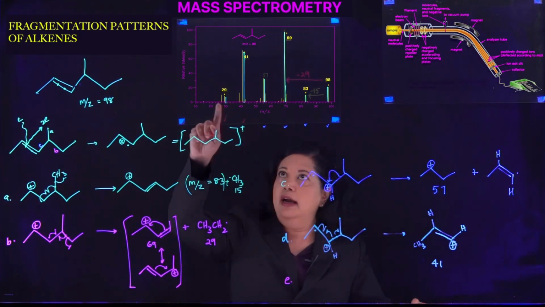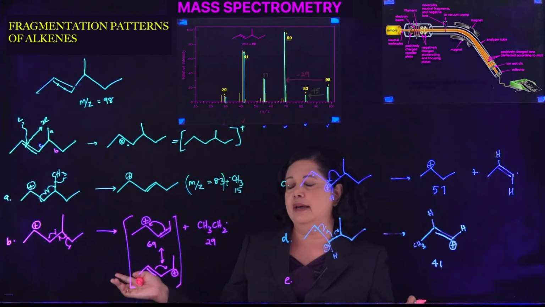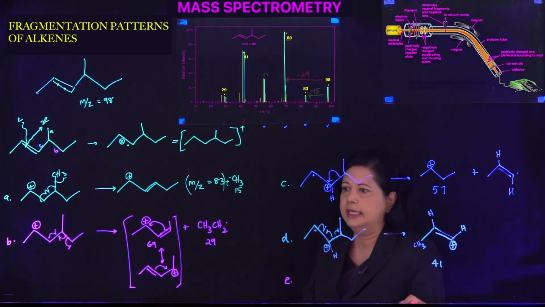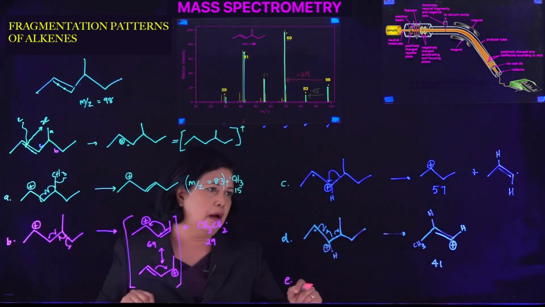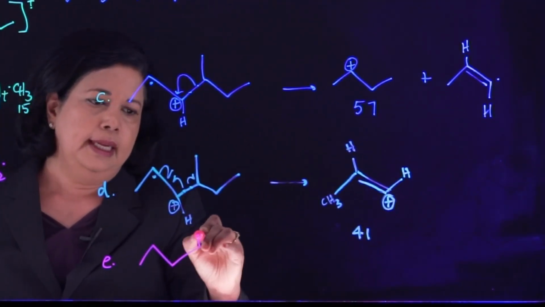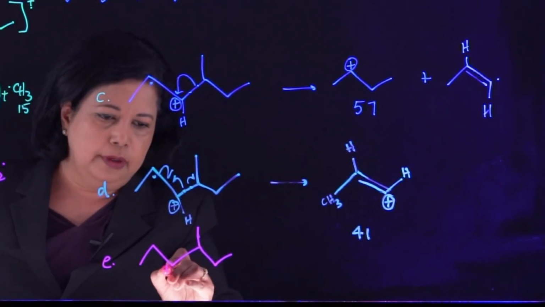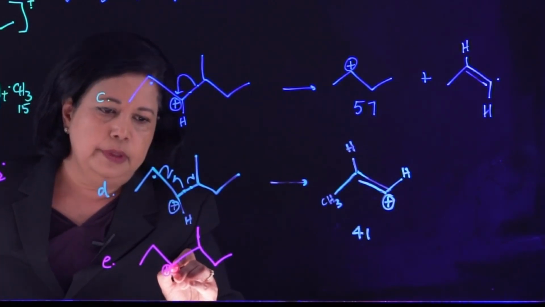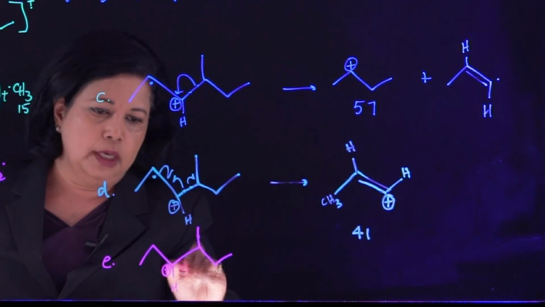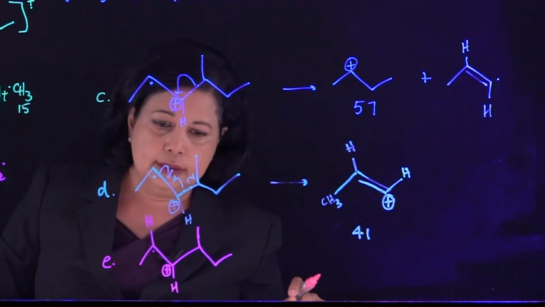Let's look at the 29 peak here. What are the possibilities for 29? Well, 29 we know is an ethyl, so we've got to take an ethyl group out of this molecule. Well, there are many ways to do this. This is one possibility. Here is your molecule again. Let's say you have a positive on this carbon. Remember, there is an alkene, so there's only one hydrogen here and one hydrogen here. And let's see, there is a radical over here.